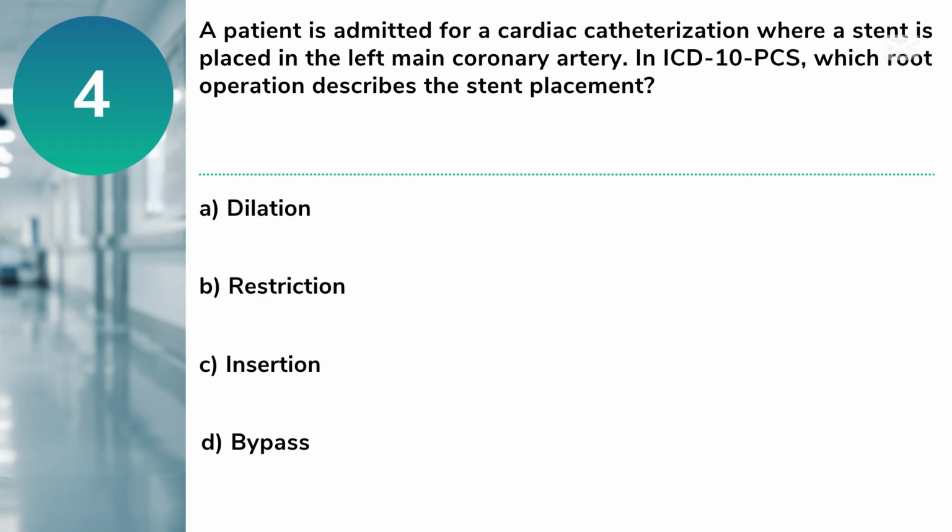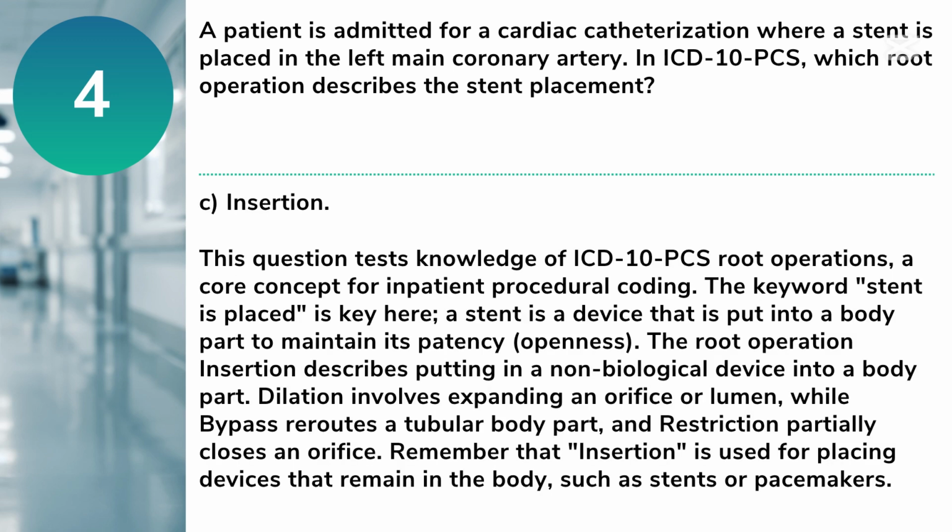Question 4. A patient is admitted for a cardiac catheterization where a stent is placed in the left main coronary artery. In ICD-10-PCS, which root operation describes the stent placement? A. Dilation. B. Restriction. C. Insertion. D. Bypass. Answer: C. Insertion.